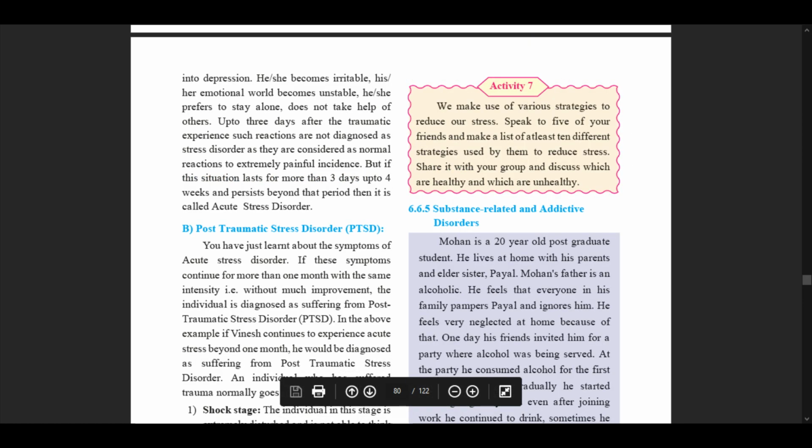We make use of various activities to reduce our stress. Speak to 5 of your friends and make a list of at least 10 different strategies used by them to reduce stress. Share it with your group and discuss which are healthy and which are unhealthy. So this is a very good activity. Discuss this with your friends. Thoroughly seek guidance from your elders and mark your way into success over such disorders. So this was all for this lecture.